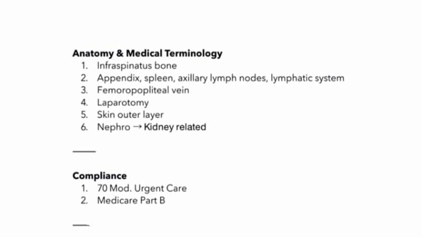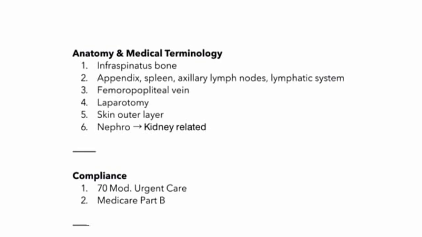Skin outer layer. I think it's a new question. In our previous question papers, this question was not seen, so it's a new question. Please highlight the fifth question. The sixth one is related to kidney. Nephro means kidney. Neuro means nerve. So this is about the anatomy and medical terminology session.